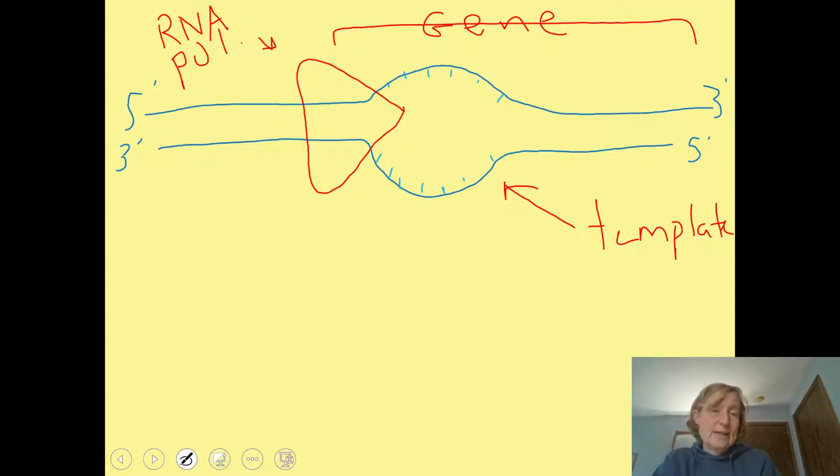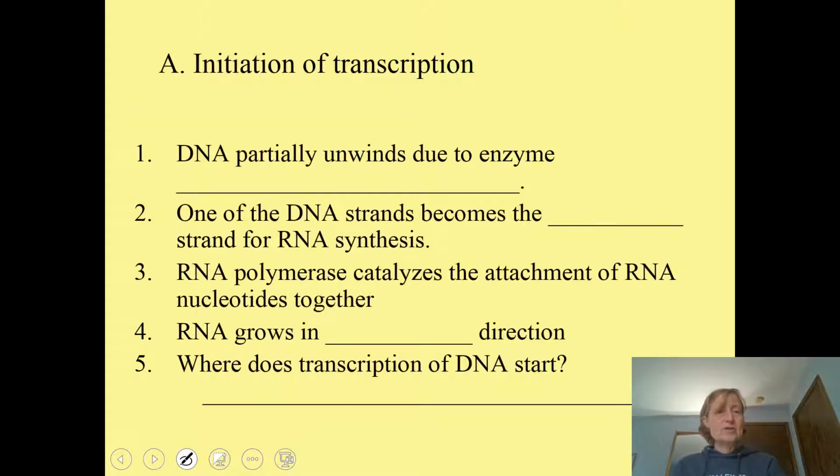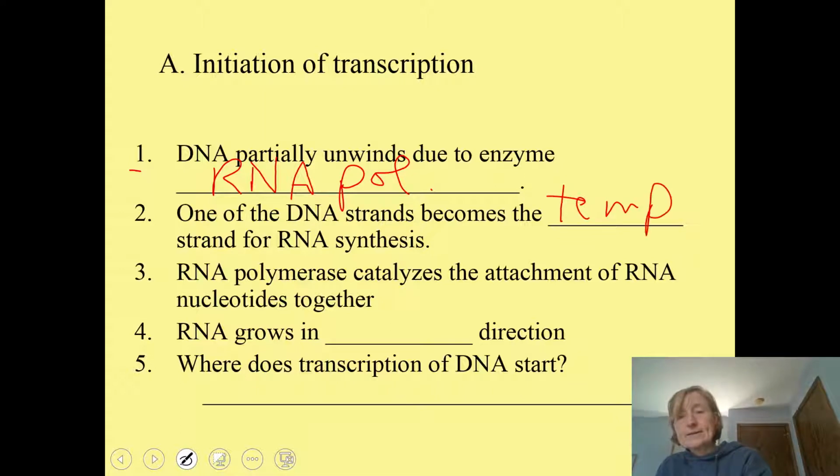The template DNA strand here is running from 3' to 5'. That's important too. The direction. Directions are very important in DNA replication and also transcription and translation. What RNA polymerase does then, let's see. First, our DNA partially unwinds due to the enzyme RNA polymerase. Let's stick it in there. Okay. One of the strands becomes the template strand for RNA synthesis.